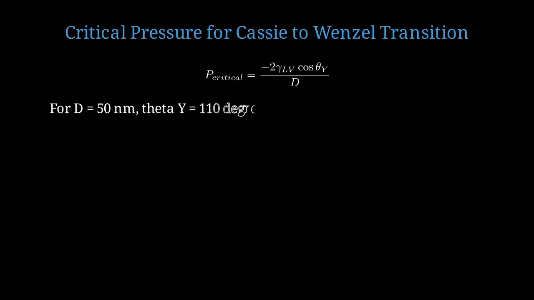If D is 50 nanometers and theta Y is 110 degrees, then cosine theta Y is about negative 0.34. P critical equals 2 times 0.07 times 0.34 divided by 50 times 10 to the negative 9, which gives about 1 megapascal. This is the pressure needed to force the transition.